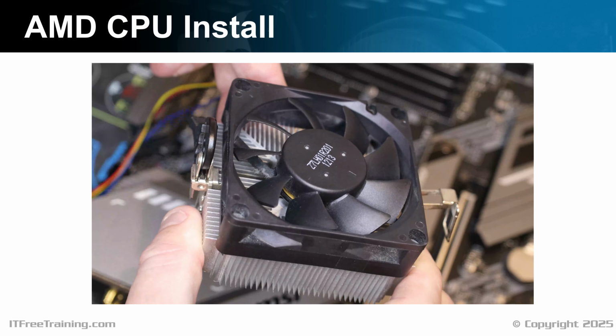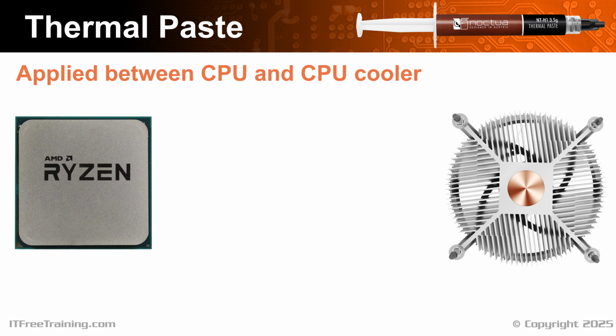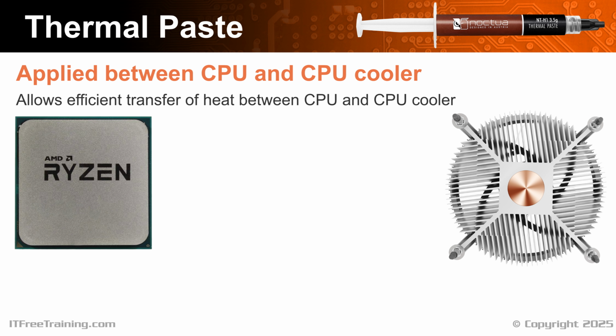Before proceeding, let's have a look at how to apply thermal paste. There are a lot of different opinions about applying thermal paste. I'll first explain what thermal paste does and show you the method that we recommend. It's applied between the CPU and CPU cooler and provides an efficient way to transfer heat between the two.